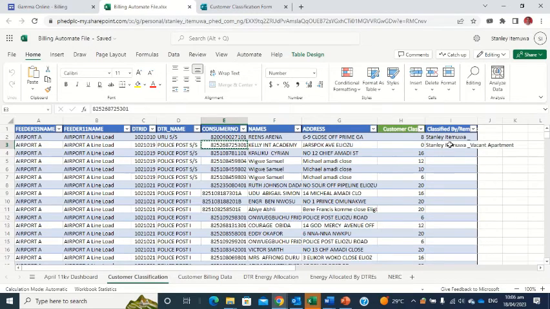So this means I am classifying this customer zero because it's a vacant apartment. Now you will not see the energy that is allocated to them here. I will talk on that in maybe the next video or the next two videos. Thank you very much. I do hope you understand this idea of classification. So it's as simple as that.